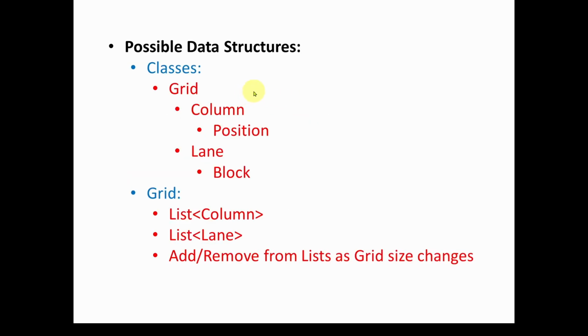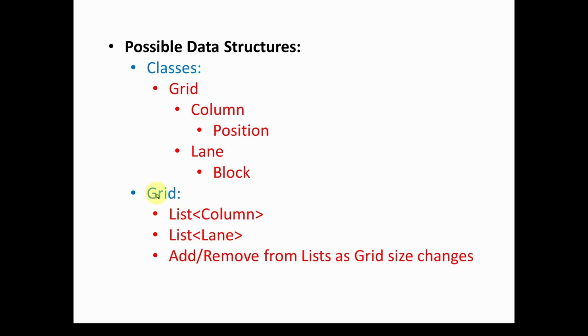So let's look at the possible data structures. We could define classes, like for example, our entire grid could be a class that has sub-objects of columns and lanes, and each column has positions in it, and each lane has blocks. And of course, those positions and blocks are going to have properties. So we can start to see that we might have classes that define grids, columns, positions, lanes, and blocks. And then the grid will be laid out as maybe a list of columns and a list of lanes, where each column and lane is a class.